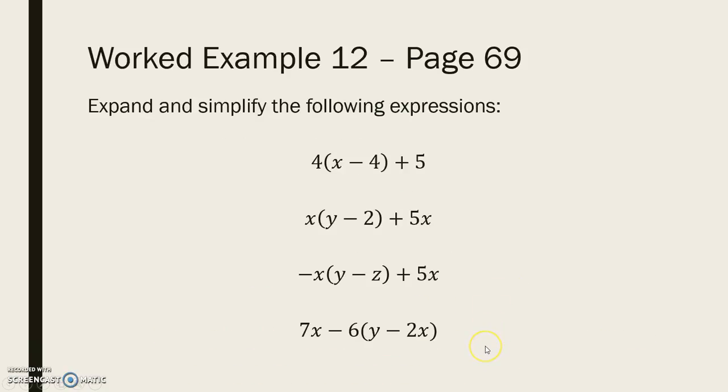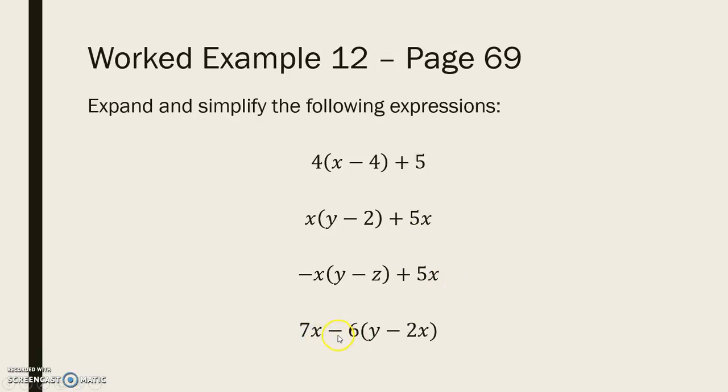Now let's look at some others with more complex expressions. This one actually has an extra step. So we expand the bracket and then we group our like terms. Because this is outside the bracket, we don't apply the distributive law to it. So the plus 5 is just sitting at the end. Similarly, down the bottom here, the plus 5x is here for these two. And at the front here, the 7x.